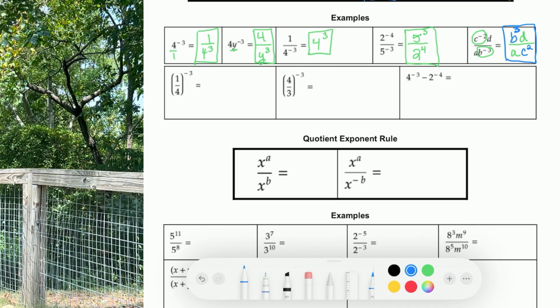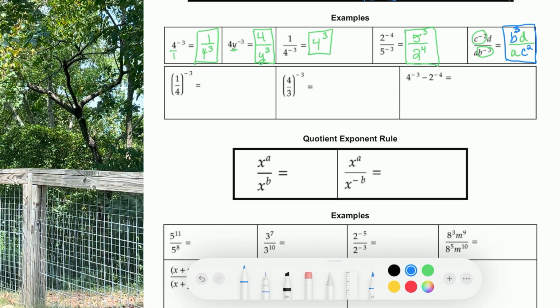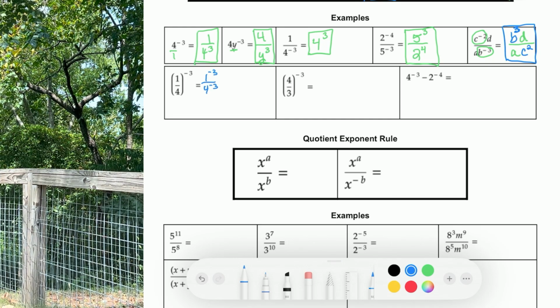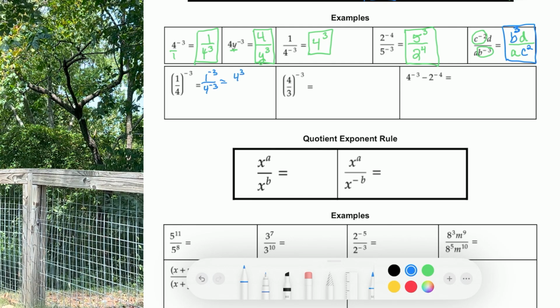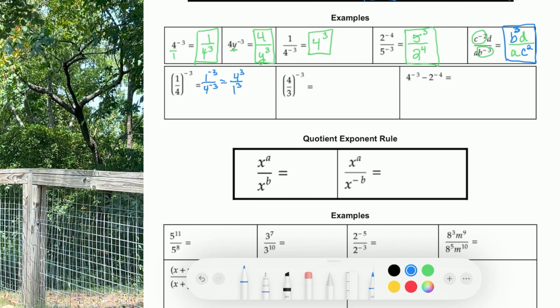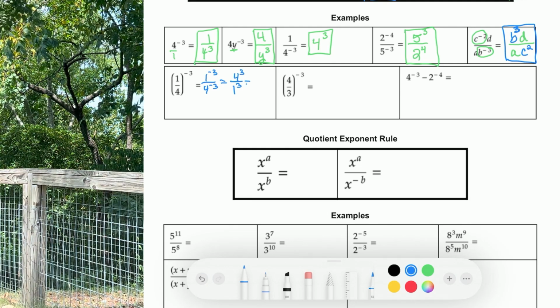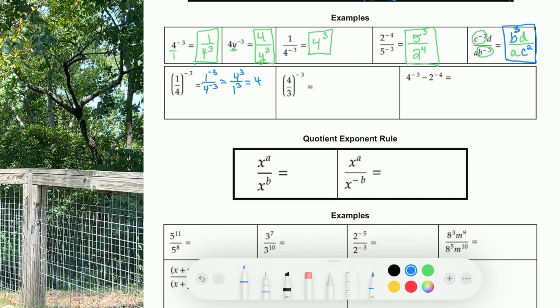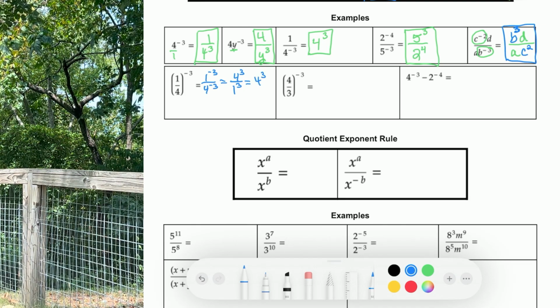The next one has 1/4 to the negative 3. Again, there's two different ways that we can do this. I'll show you the first way and then the second way. I can distribute, and it becomes 1 to the negative 3 over 4 to the negative 3, and then flip it, which becomes 4 to the positive 3 over 1 to the positive 3. And that just becomes 4 to the 3rd, because 1 to the power of 3 is just 1.